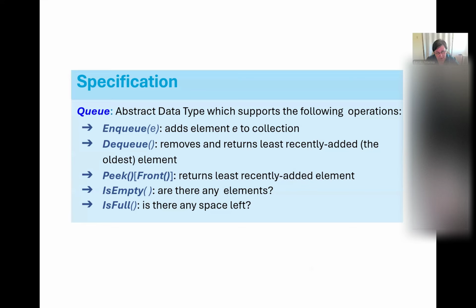Look at this specification. Nowhere does it say how I need to implement the queue, what actual arrangement in memory I should implement. This is an abstract concept. I want to be able to do all these operations, and I call this abstract concept queue.